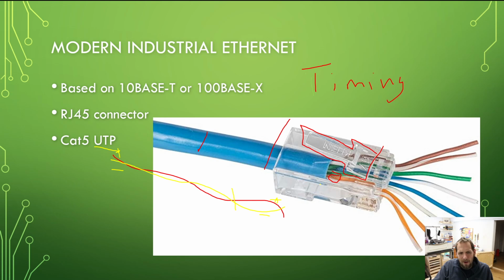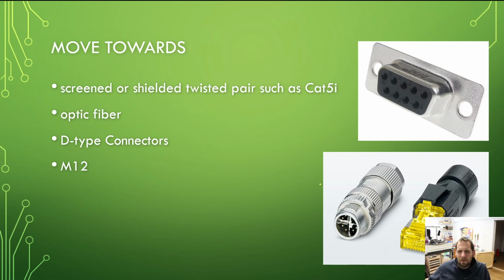However, we are moving away from this in the industrial Ethernet category, and we're moving towards a few different things. One, screened or shielded twisted pair, such as Cat5e. Cat5e is foil and/or braids for full RF EMI protection. All right, that I believe is the industrial. So this is actually saying foil and braids, not or. But we'll come back to that in a minute.